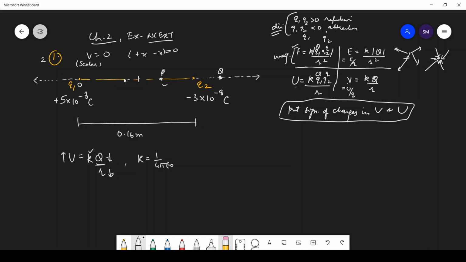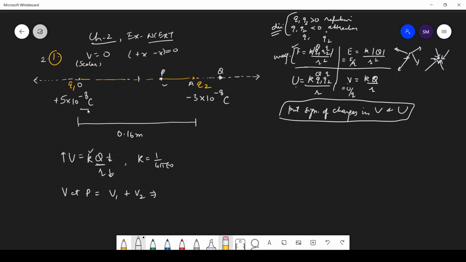So let this point be O and A. Okay, so we have two charges at O and A. Potential at P is equal to potential due to Q1 plus potential due to Q2. As they are scalar quantities, we can add them. So V at P, we already know that it is 0. So V1 plus V2 will definitely be 0.